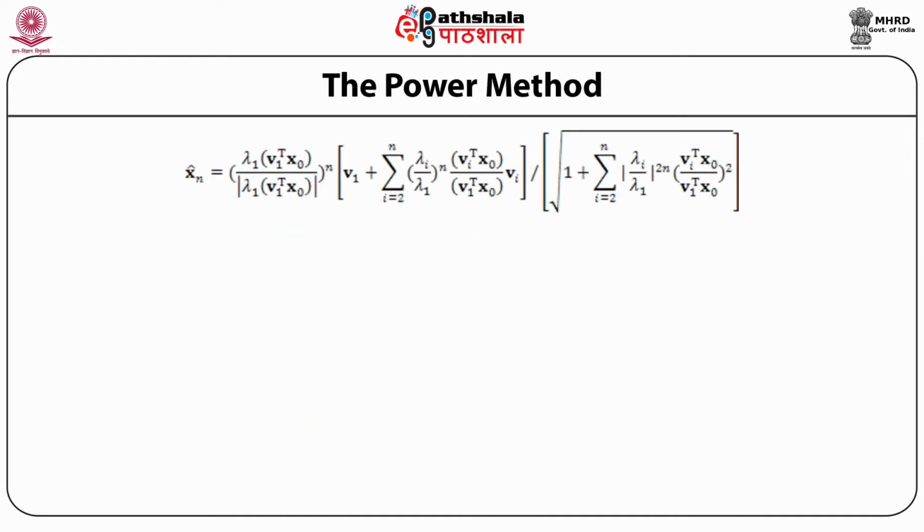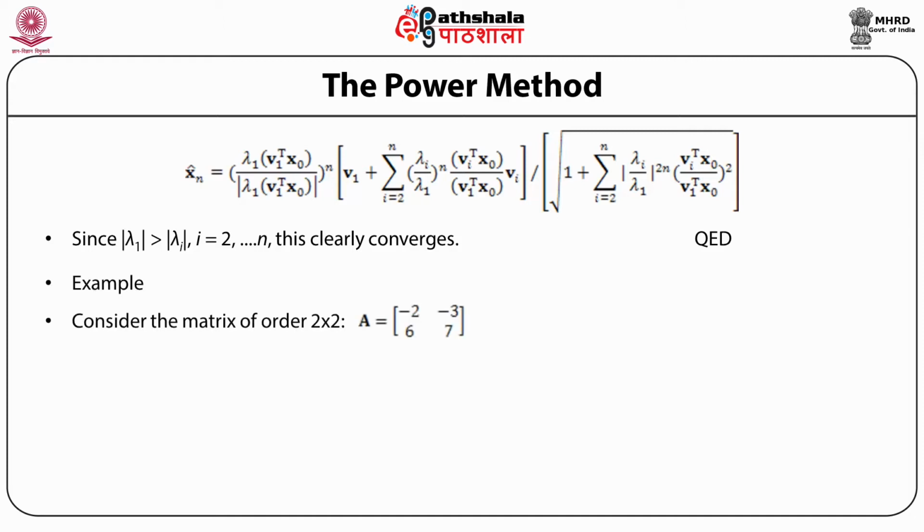the x_n vector is equal to lambda_1 times (v_1 transpose x_0) divided by mod of lambda_1 times (v_1 transpose x_0), whole raised to power n, times v_1, plus the summation i equals 2 to n of (lambda_i by lambda_1) raised to power n times (v_i transpose x_0 divided by v_1 transpose x_0) times v_i, whole divided by the square root of 1 plus the summation i equals 1 to n of mod of (lambda_i by lambda_1) raised to power 2n times (v_i transpose x_0 divided by v_1 transpose x_0) whole squared. Since mod lambda_1 is greater than mod lambda_i, where i is equal to 2 to n, this clearly converges. Now let us see one example.